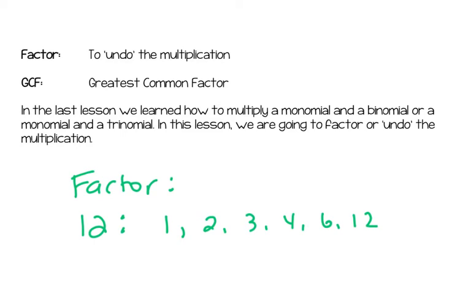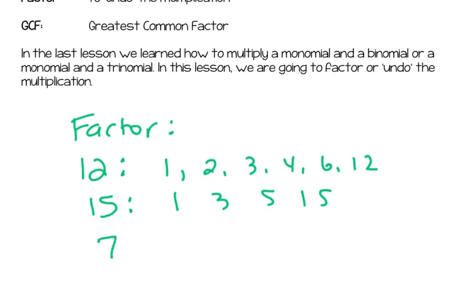If we talk about the factors of 15, then that's 1, 3, 5, and 15. If we talk about the factors of 7, we only have 1 and 7. Now, because that happens, this is called a prime number because the only factors are 1 and itself. So we've talked about factors before as a noun.